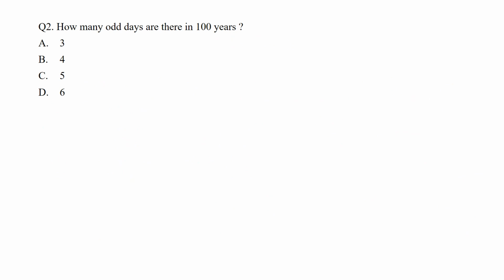So let's solve this question. How many odd days are there in a period of 100 years? Earlier we have seen in a period of 100 years we have 24 leap years. So in a period of 100 years we have 76 ordinary years plus 24 leap years.